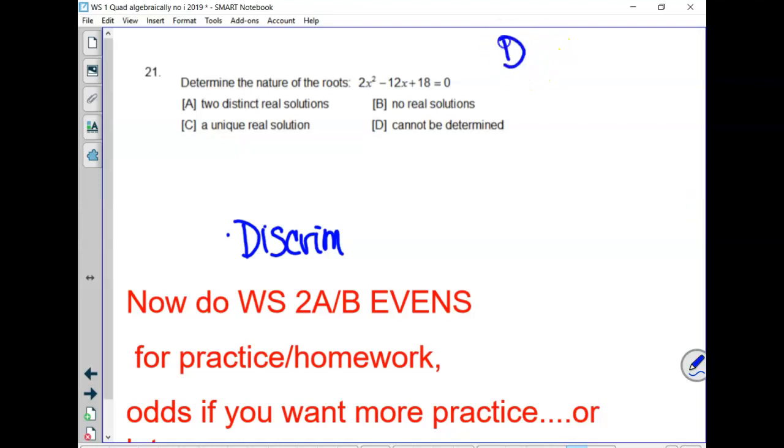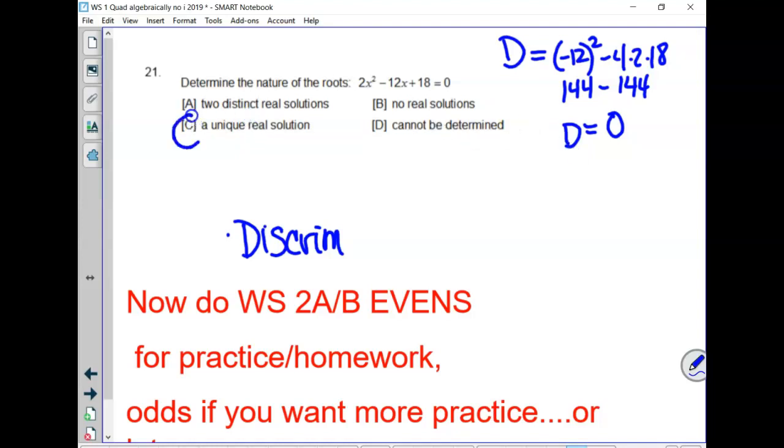So if we just use the discriminant, we'd have B squared minus 4AC, which would be 144 minus 18 times 2 is 36, 72, 144. Is it 0, guys? Did I do it right? 0. So what does that mean? A unique real solution. Okay? Questions about discriminant or quadratic formula or anything we did yesterday?